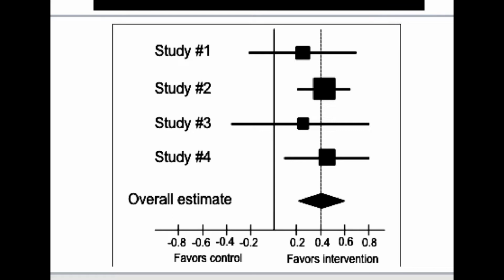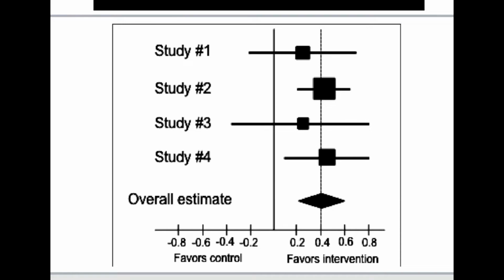So you can see it is the opposite of the size of the square. We need the square to be bigger and the 95% confidence interval line to be shorter and not crossing the line of no effect. The most important, significant and reliable study here is study 2. The least significant study is study 3, because it has the smallest square size, the longest 95% confidence interval line, and it is crossing the line of no effect.